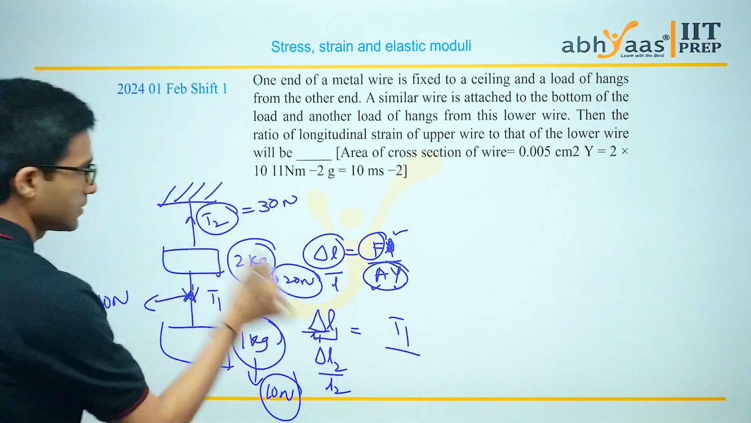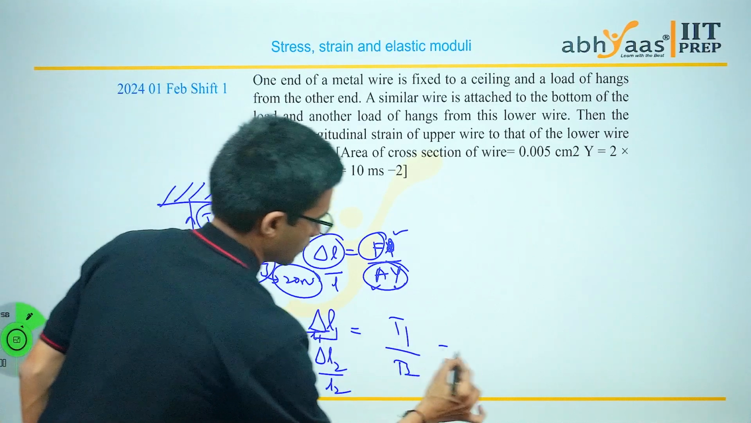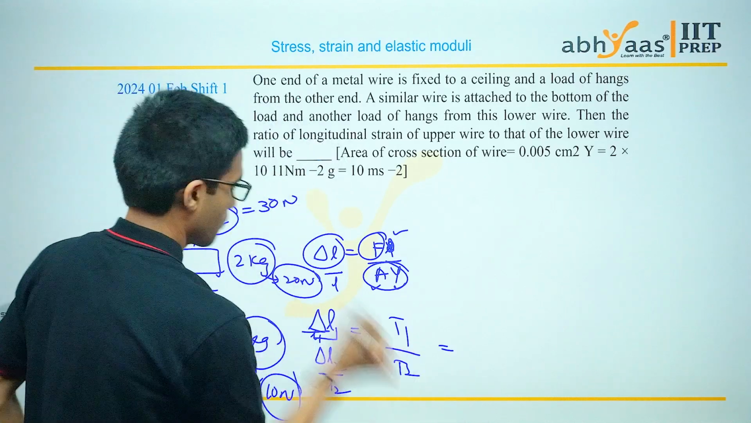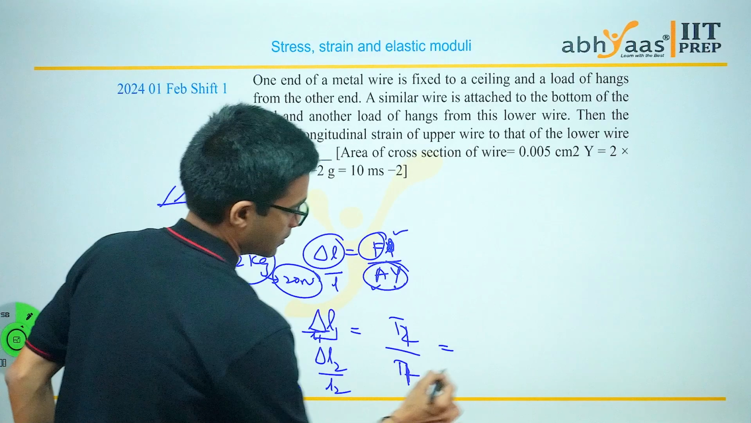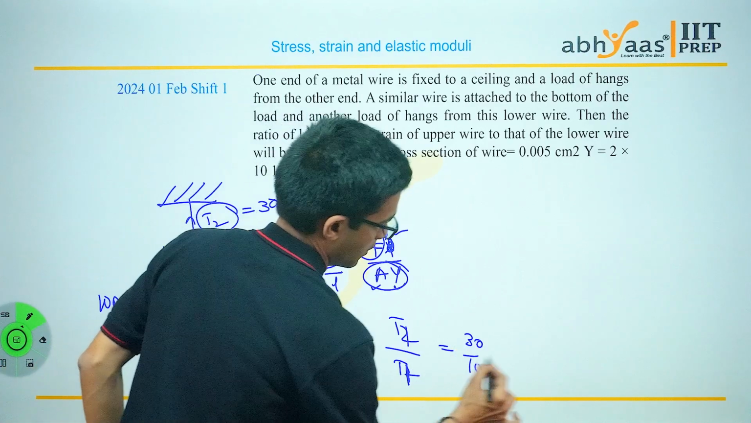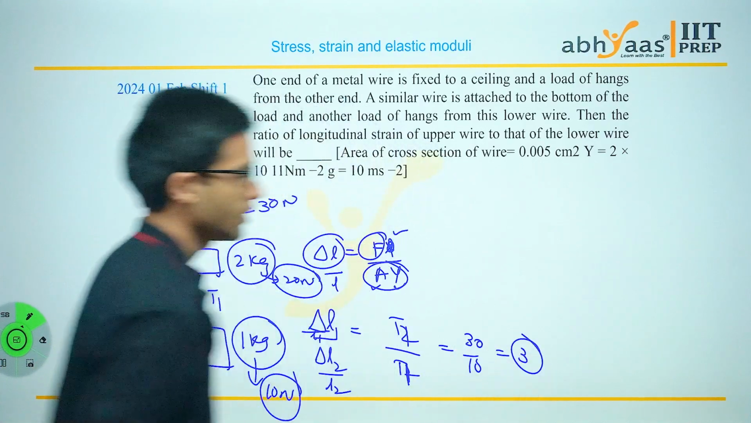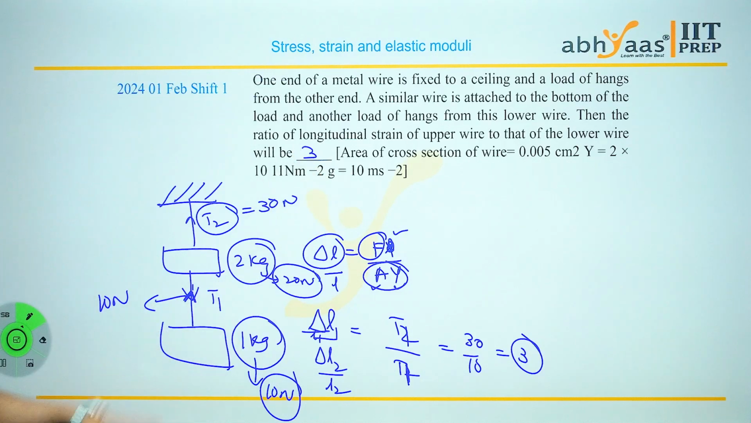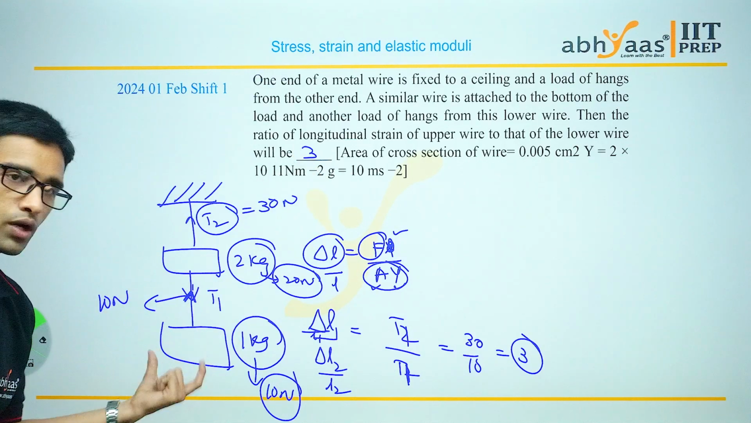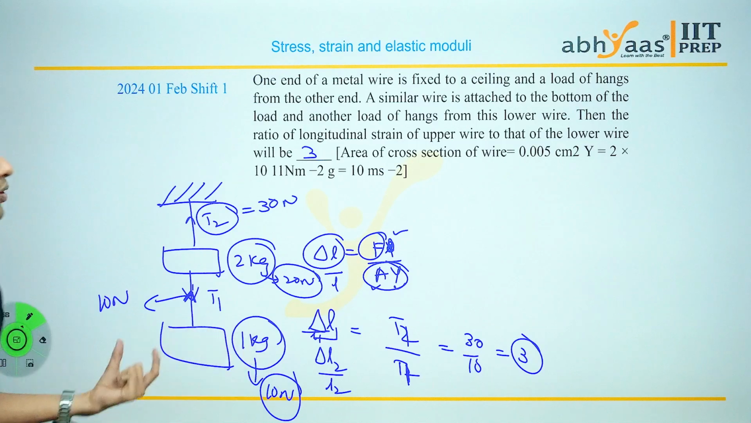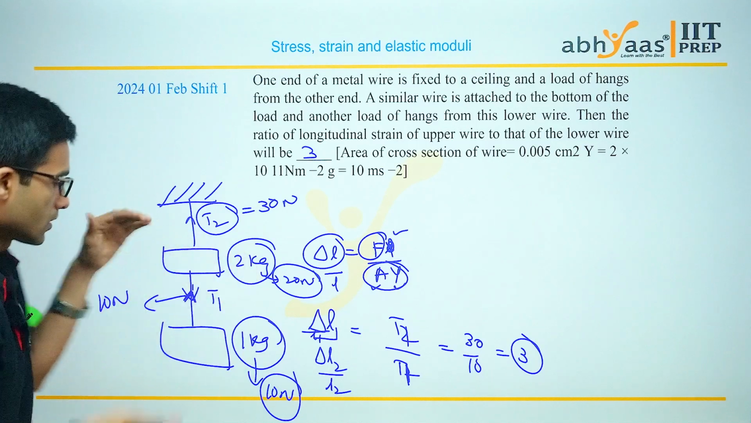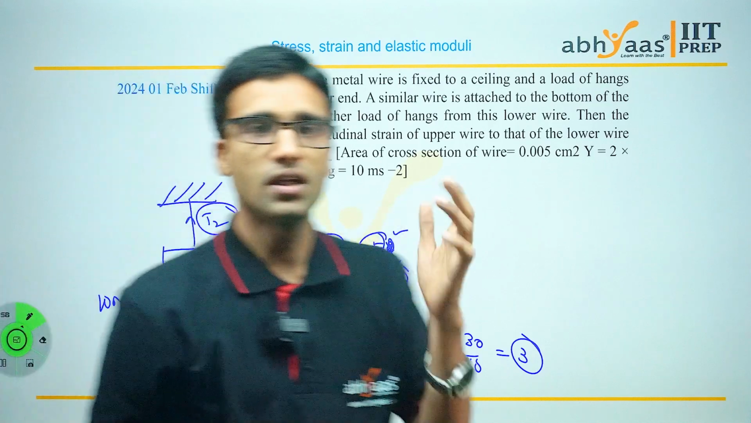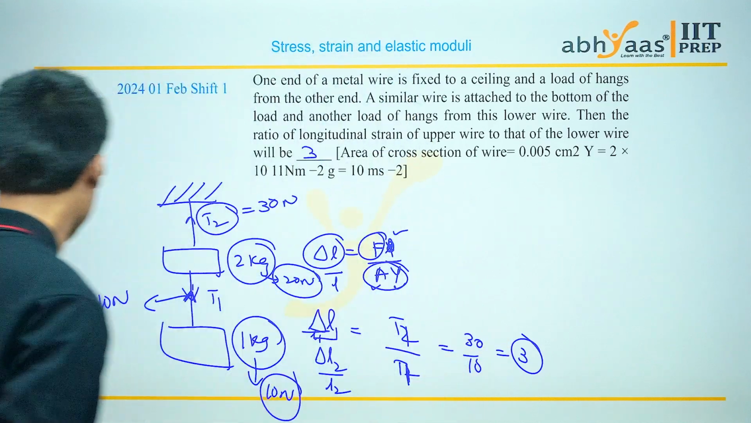In the upper wire what is there? T2. Upper wire means the top one, T2. Lower wire is T1. 30 by 10, that is 3. Okay, the ratio is 3. Simple question. In the lower wire we have only one thing, this one only. In the upper wire we have both this one and that one. So that's why it's 3 by 1. Okay. Next one.